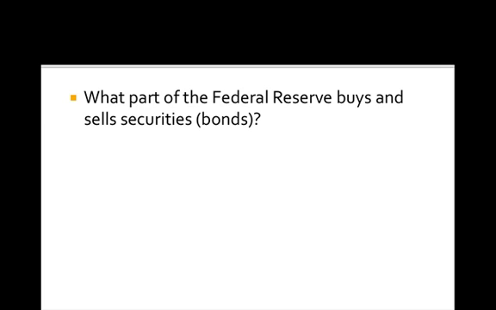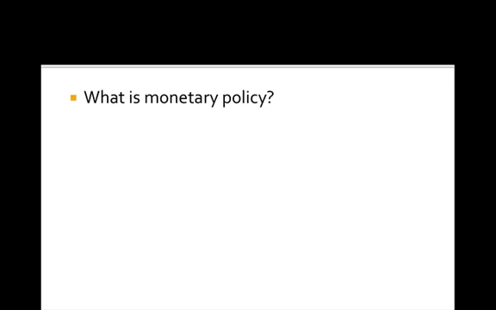Which part of the Federal Reserve buys and sells securities or bonds? Federal Open Market Committee, that's correct. And that consists of the New York district chair and a rotating number of district chairs along with the Federal Reserve chair who always sits as the head of that committee. But even if the Federal Reserve chair votes for something, he or she may not get it because there are, of course, 6 other votes on the committee.